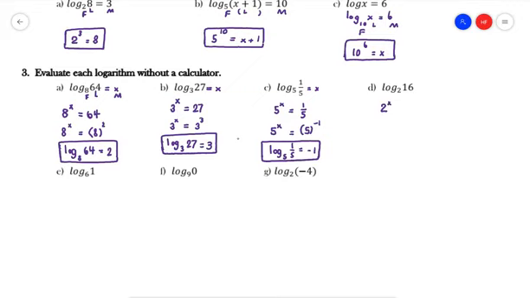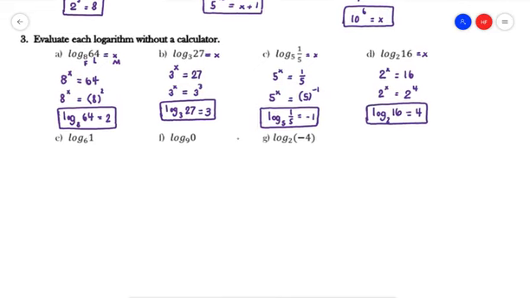2 to some power is equal to 16. We'll rewrite 16 with a base of 2, which is 2 to the 4th. So then log base 2 of 16, which is equal to x, is equal to 4. So that's how we would evaluate without a calculator. And we've got a couple more.